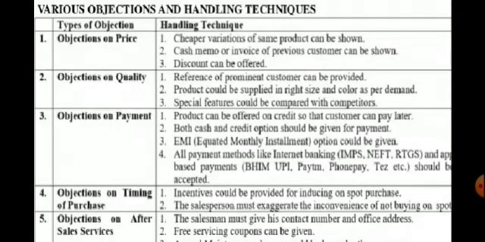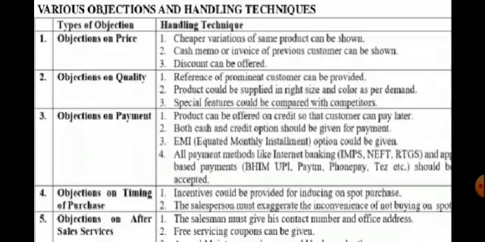Objection on payment: all products can be offered on credit so that the customer can pay later. Both cash and credit options should be available to the customers. EMI should also be given to the customer. All payment methods like internet banking, NEFT, RTGS, IMPS, and apps for payments such as BHIM, UPI, Paytm, PhonePe, Tez, etc. should be accepted.